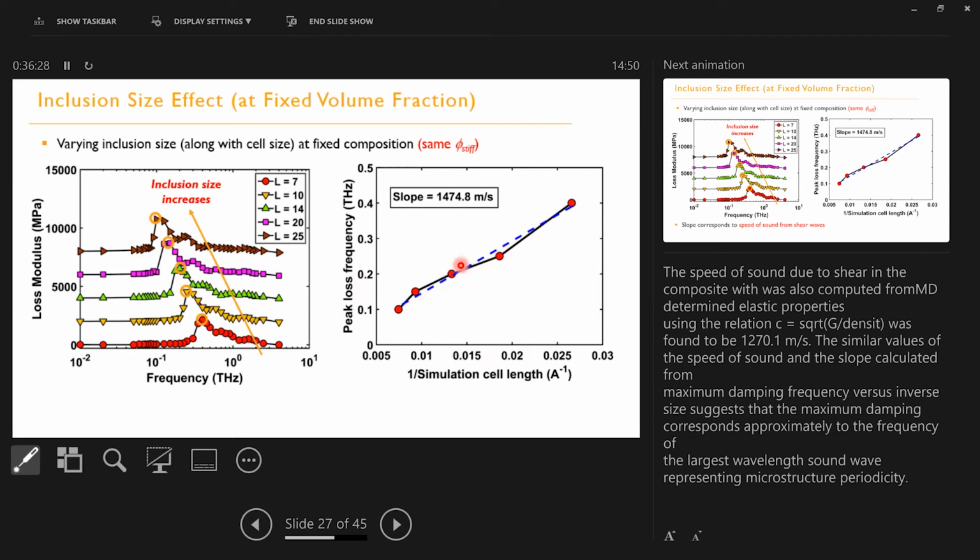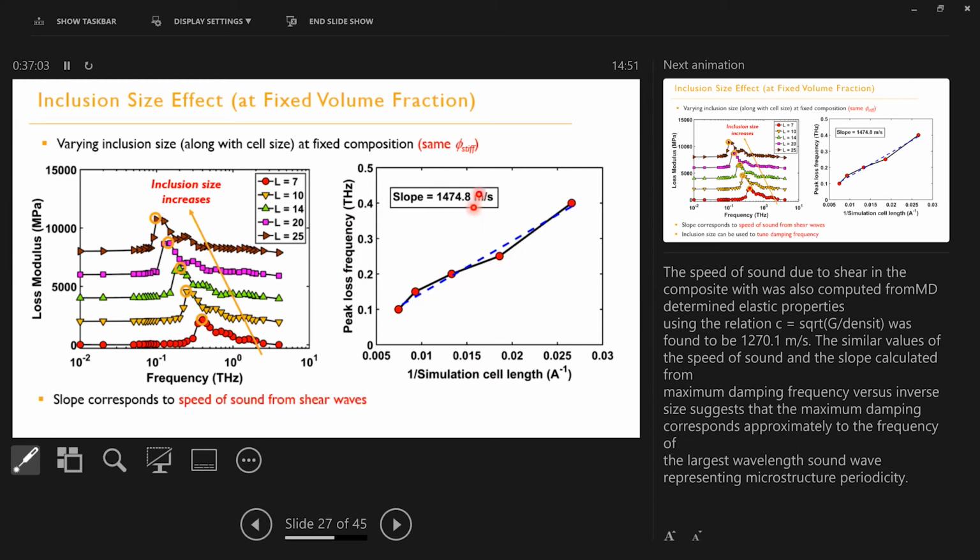And again, there is nothing surprising about it, because if you look at the dimensional analysis for the slope, this is frequency divided by 1 over cell length. This will give us a unit of meters per second, or velocity. Frequency is 1 divided by time, and 1 divided by simulation cell length is 1 over meter. So when you take a slope, you will get units of velocity. And this slope comes out to be a reasonably high value, 1400 meters per second.